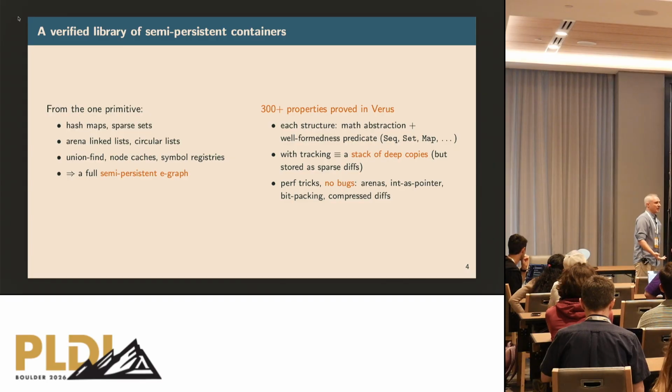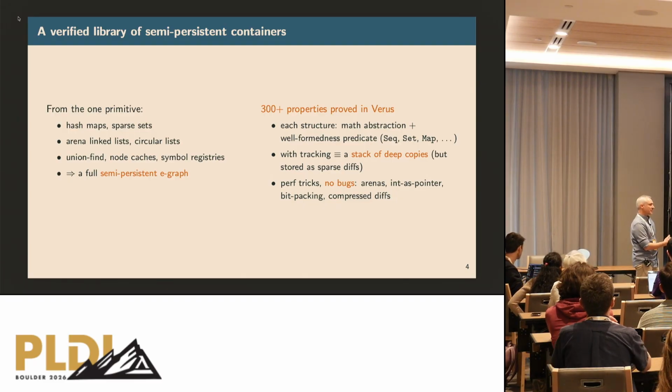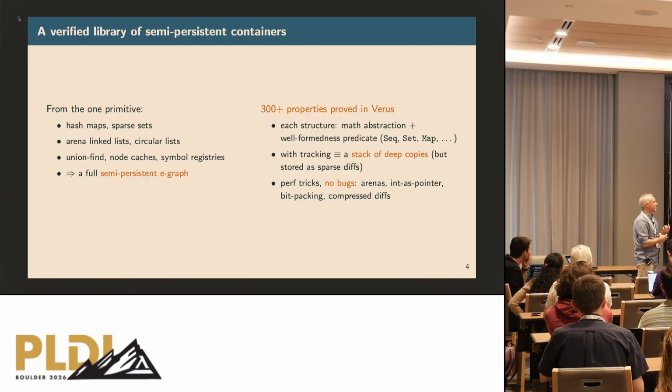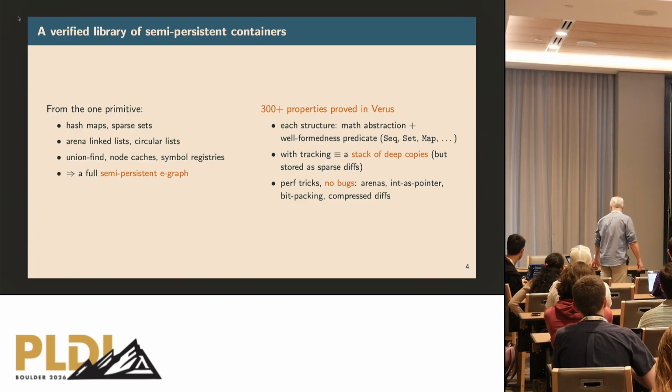So this lets us now use eGraphs inside of backtracking algorithms very easily, and the memory consumption is kept under tight control. To make sure everything works as we expect, we started proving all these foundational layers using Verus. For each of the data structures, we have a math abstraction and well-formedness predicates that were proved with Verus. The key property of that backtracking mechanism is that when you activate diff tracking, the whole data structure behaves as a stack of deep copies, but it only stores sparse diffs. And since we have Verus verification, we were able to very aggressively optimize the encodings without any fear of bugs. So that's how we achieved backtracking.